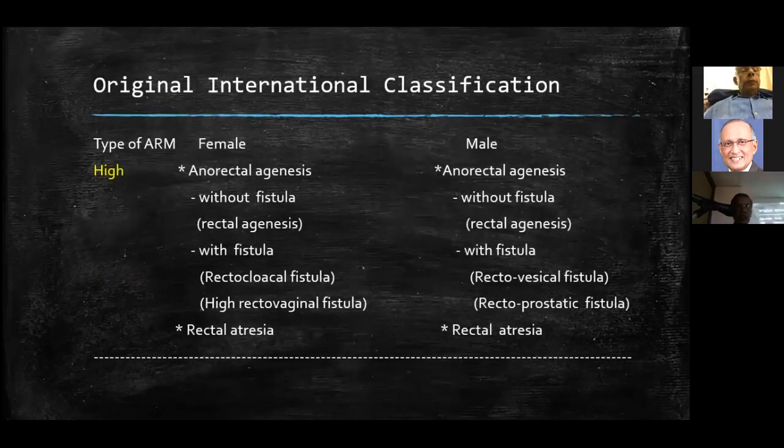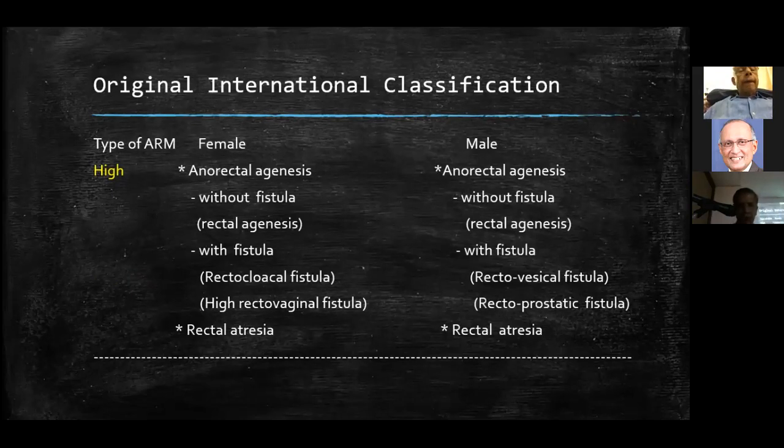So this is the original classification. Types of ARM differ between female and male. Basically, anorectal agenesis and rectal atresia, these are the two types of high anomaly. And anorectal agenesis can be with a fistula or without a fistula. Without a fistula is extremely rare. In almost all cases, Professor Joseph White and I have seen a fistulous connection. So without fistula is extremely rare.